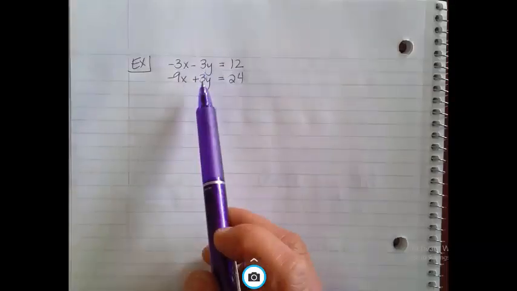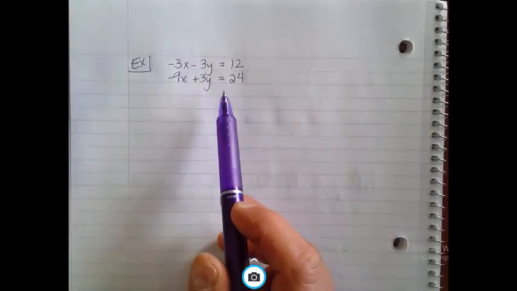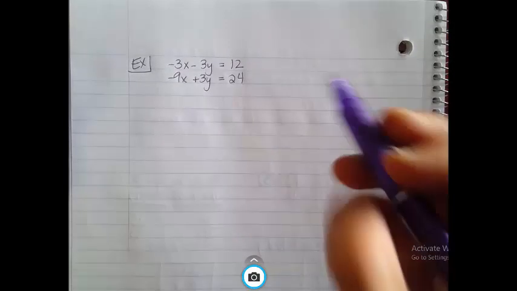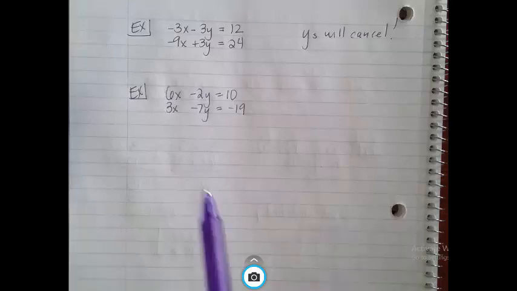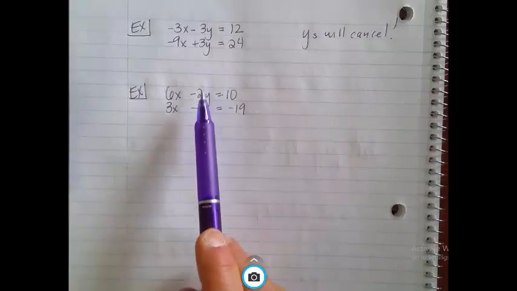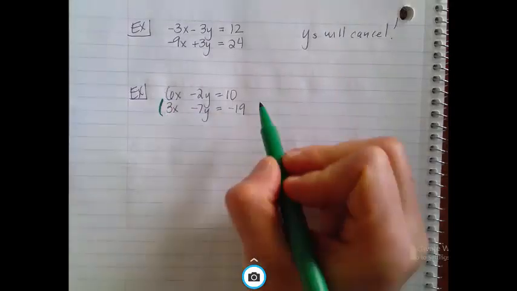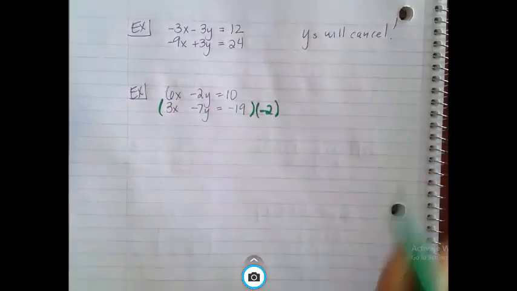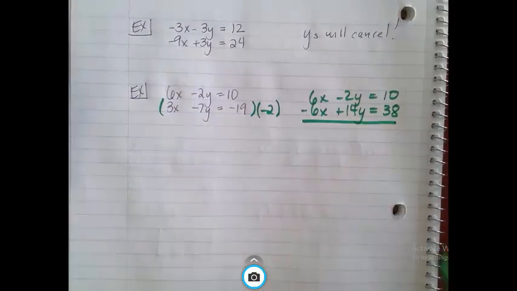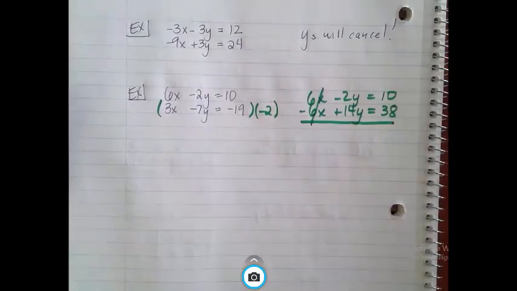Okay, looking at these two equations, what do you notice? We don't have to multiply by anything. The y's will cancel. Okay, take a look at the second one. Nothing's going to cancel automatically. It would be hard to figure out what to multiply by the y to get the y's to cancel out. What could you do to cancel out the x's? I would probably take the second equation and multiply by -2, and then the x's cancel, and you'd solve from there.